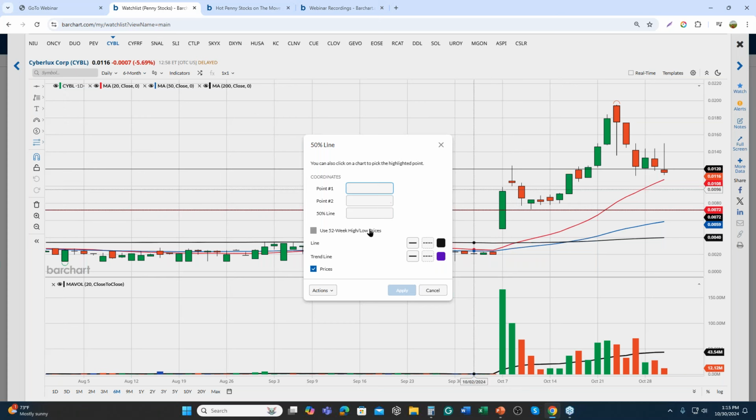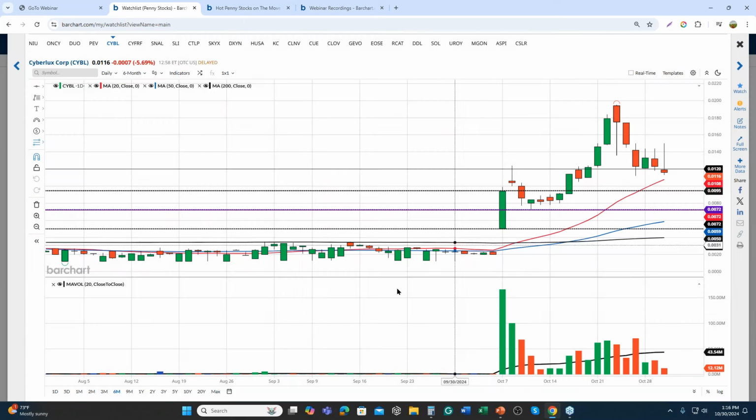You can just come over here. If you know the values, you can type them in, but it's much easier to do it this way. Just click on the top of the Mariposa and click on the bottom and then apply it. And so you can see the black lines are the top and bottom and the purple line is at 50%. You can see how it held that up. That is a very positive sign. Again, you could have put an entry down here.